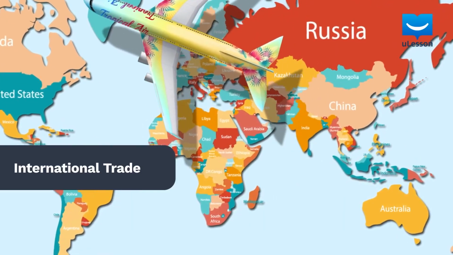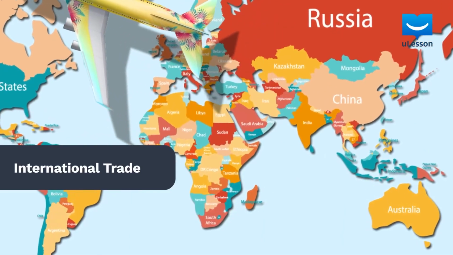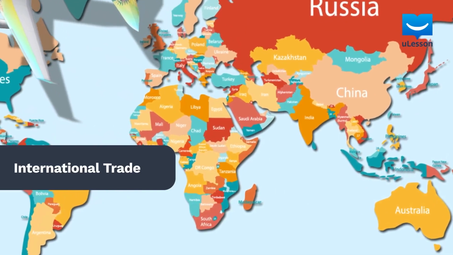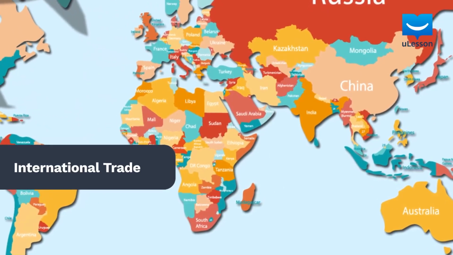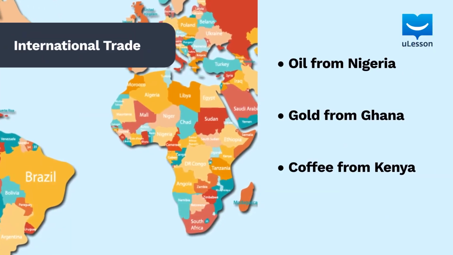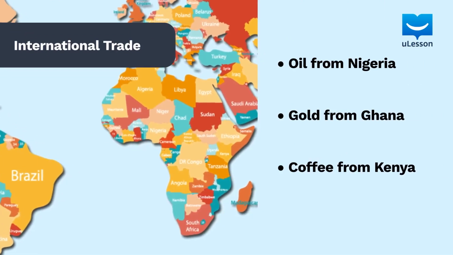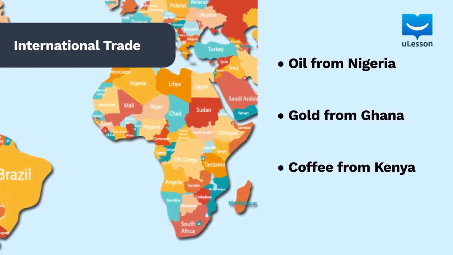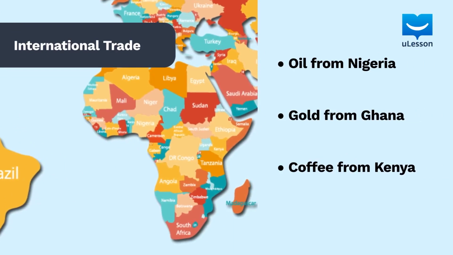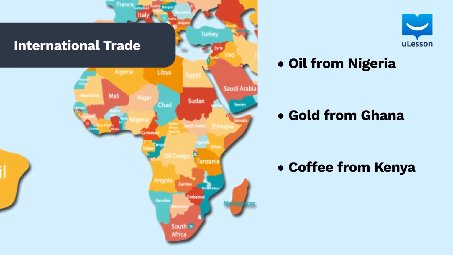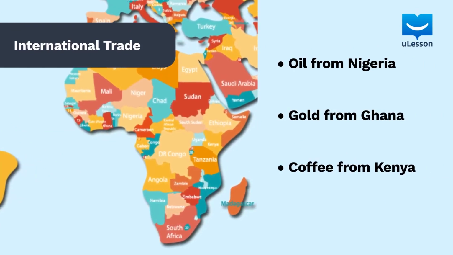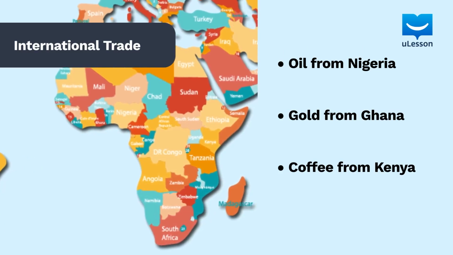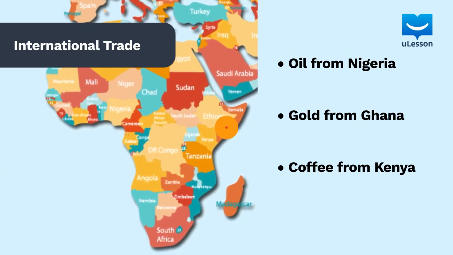International trade is based on the division of labor and specialization. Now, different countries specialize in producing different types of goods and services based on their population size and natural resource endowments. The differences in environmental conditions and natural endowments largely determine what a country will produce.